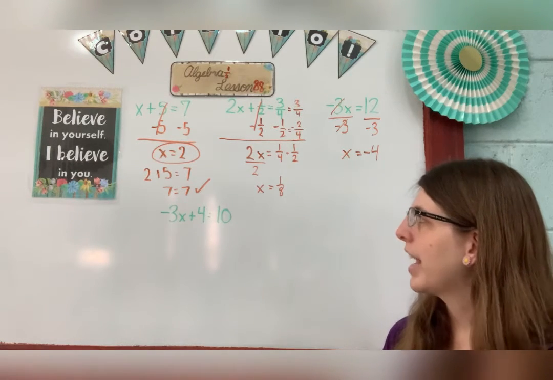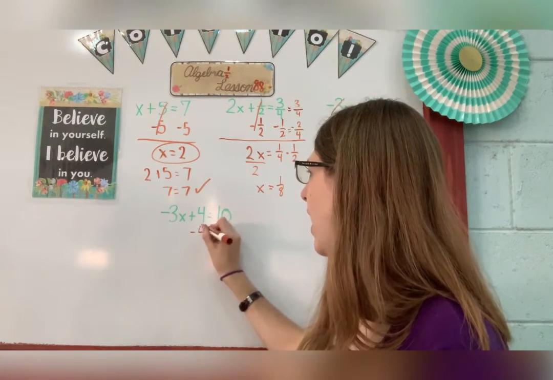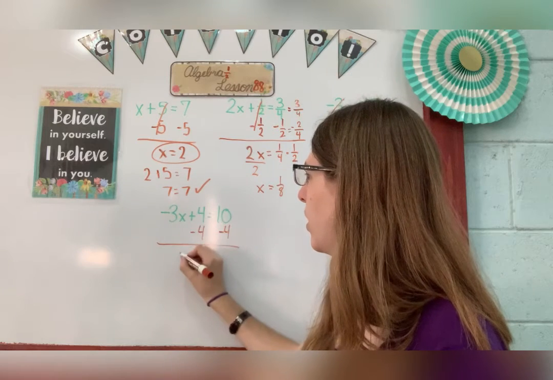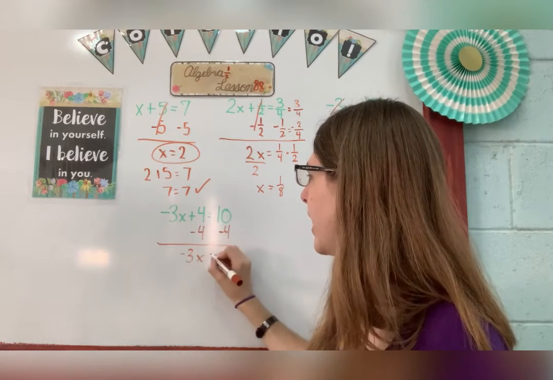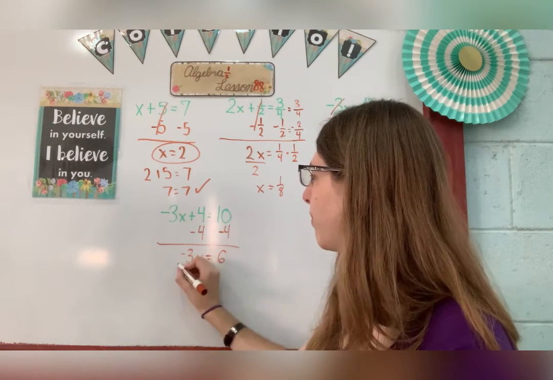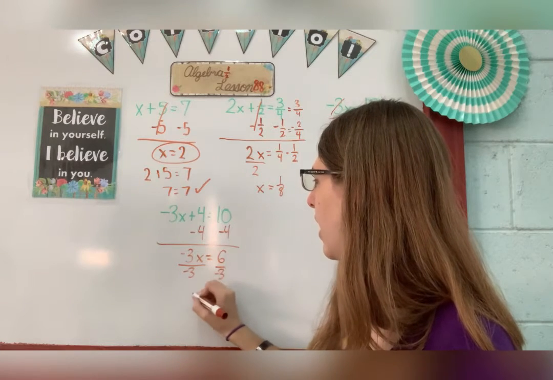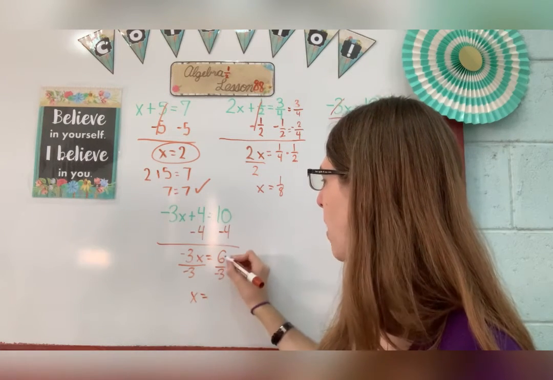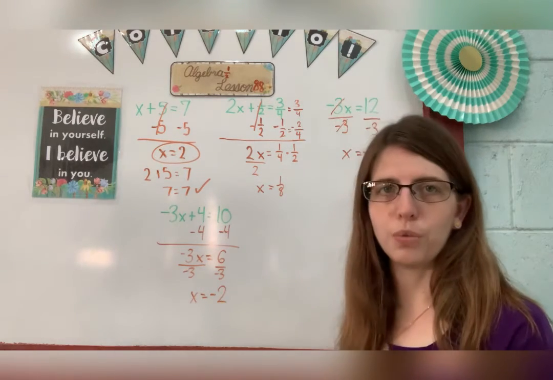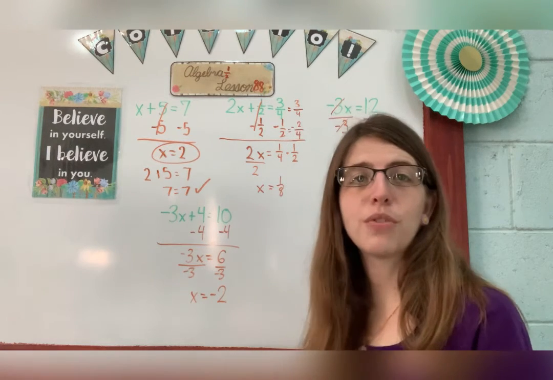Let's try one more. Negative 3x plus 4 equals 10. Well, we start out by adding a negative 4 to both sides to get rid of that 4. I'm left with negative 3x equals 10 minus 4 is 6. Divide both sides by a negative 3. I'm left with x equals positive 6 divided by negative 3. My answer will be a negative 2. Okay, go ahead and pause now and do your practice, bottom of page 248.